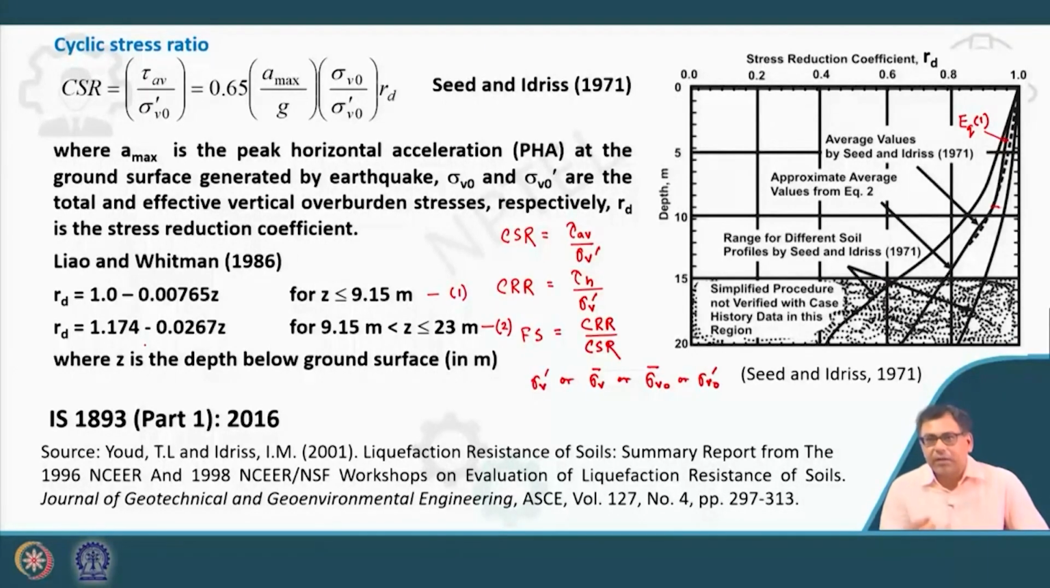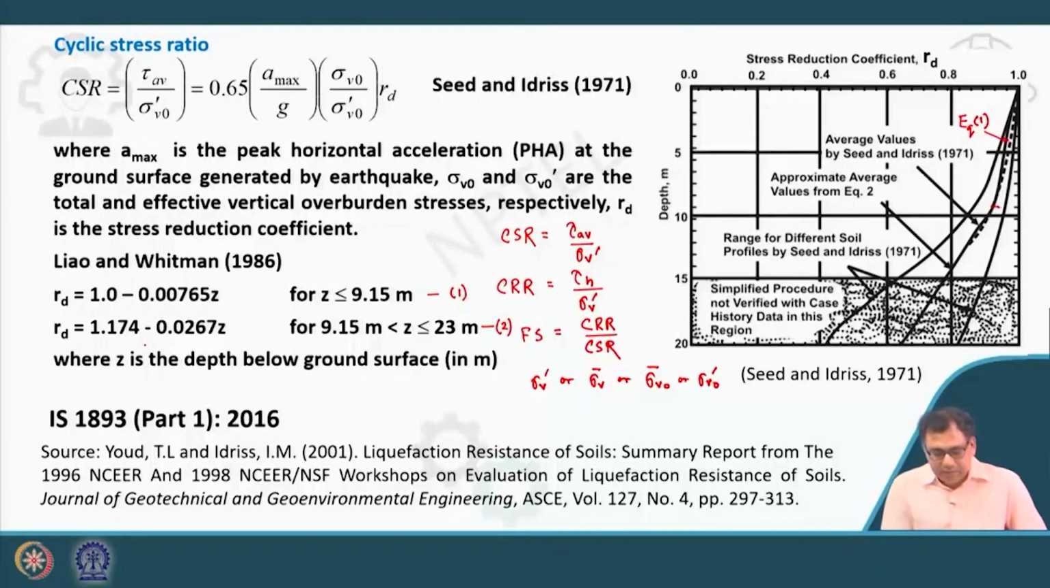It may vary from person to person. So that's why, if we have the equation, it is easier to use that equation. Then you will get only one particular value if you have used the equation. So it is always better to use the equation rather than the chart, and that's why this equation is developed.